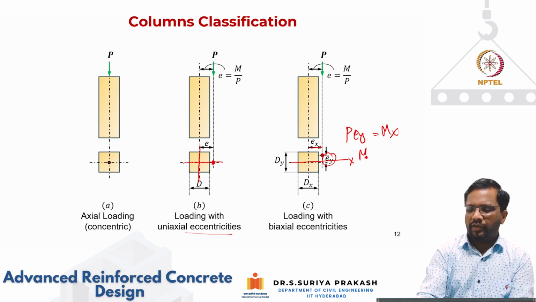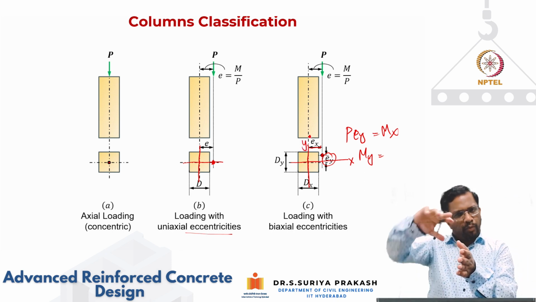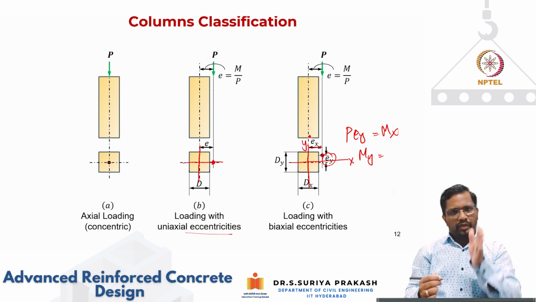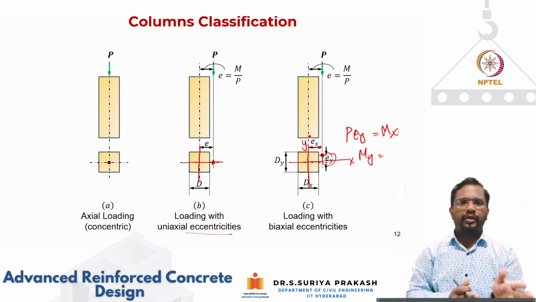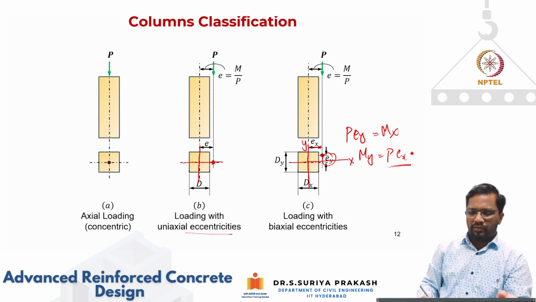Similarly, My will be equal to, which is about this axis. So we always talk about moment about an axis. Moment about an axis means you take the eccentricity which is perpendicular to that axis of bending. So here it is going to be P times Ex. That is the moment that we are going to take.